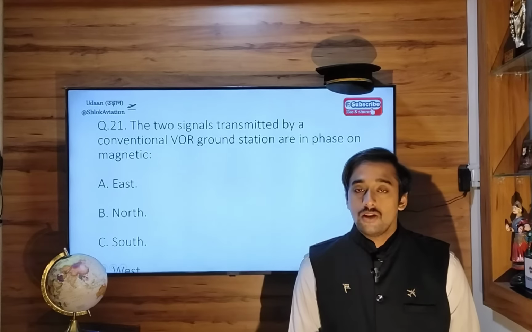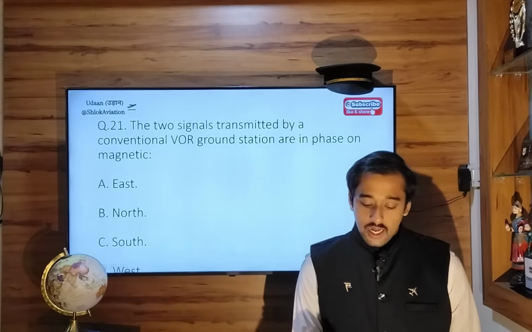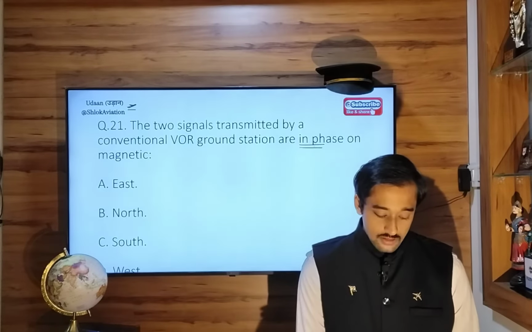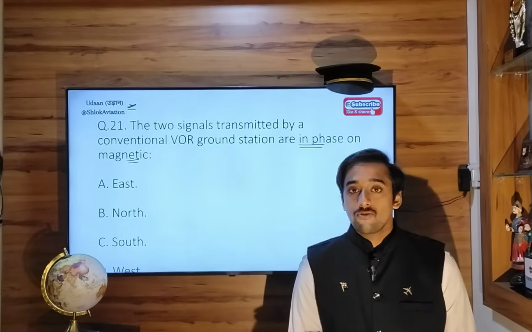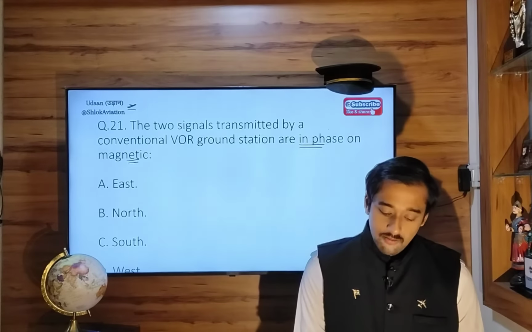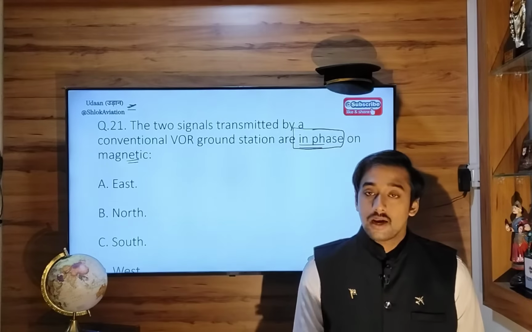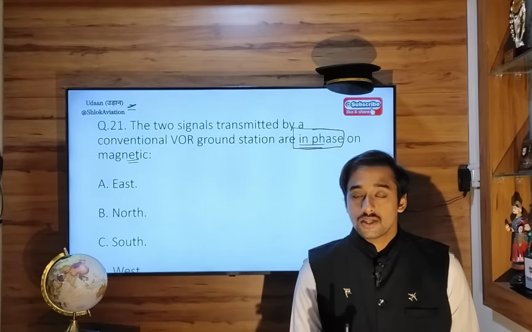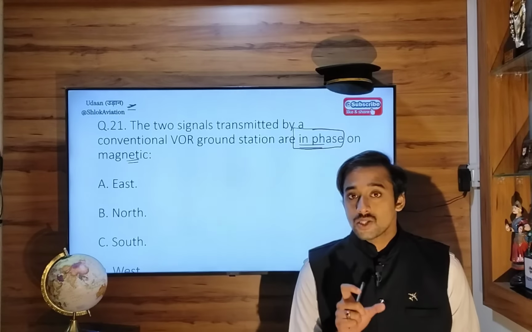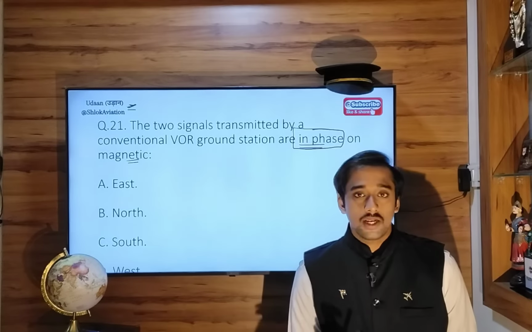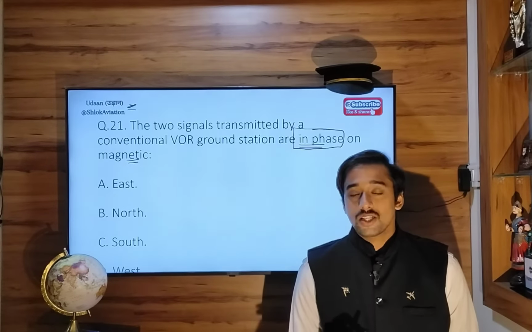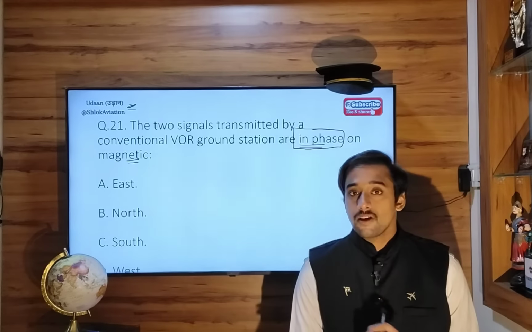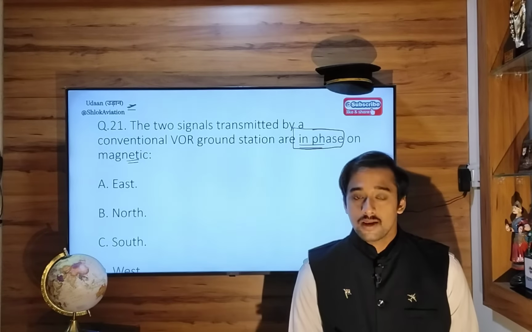By a conventional VOR ground station, are in phase on magnetic radial what? In phase. Very important words. Okay, now in the previous video lectures, we have come across questions in which they have asked about these two signals being out of phase with each other. And now in this question, they have asked that they are in phase, and that happens at what bearing?